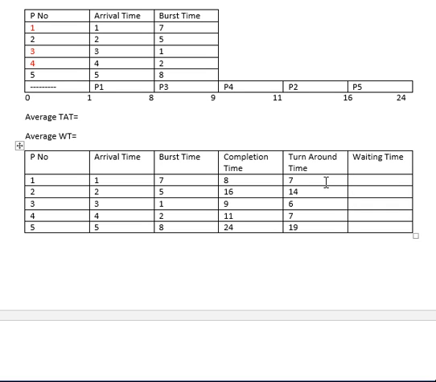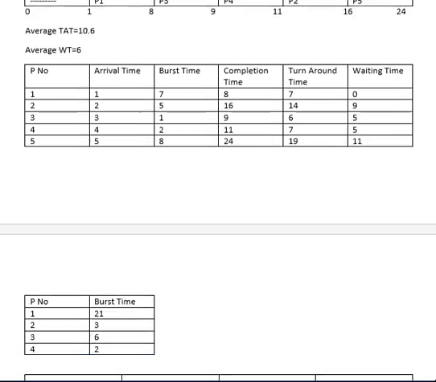So next is your waiting time. Waiting time is turnaround time minus the burst time, so it is 0. 14 minus 5 is 9, 6 minus 1 is 5, 7 minus 2 is again 5, and lastly 19 minus 8 is 11. So now it's simple to calculate average turnaround time and average waiting time. Average turnaround time is approximately 10.6, and average waiting time, the addition of all this divided by 5, we are getting it to be 6. Okay, so that's all. Let's move on to the next problem.